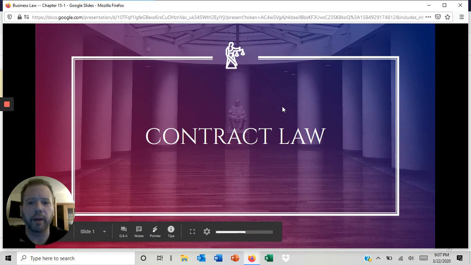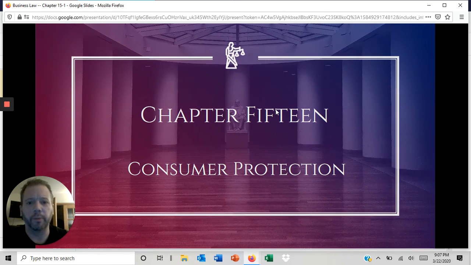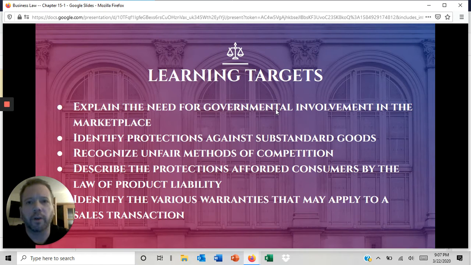So here we go. We've got contract law moving into consumer protections. Okay, so our learning targets are listed here for you. The need for government involvement in the marketplace, that's huge. Identify protections against substandard goods, recognizing unfair methods of competition, describing the protections afforded consumers by the law of product liability, and identifying the various warranties that may apply to a sales transaction.